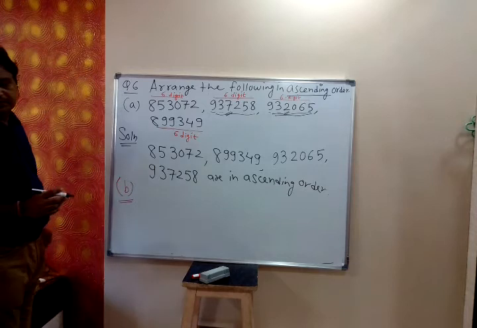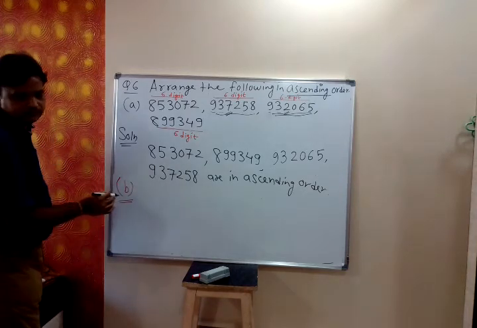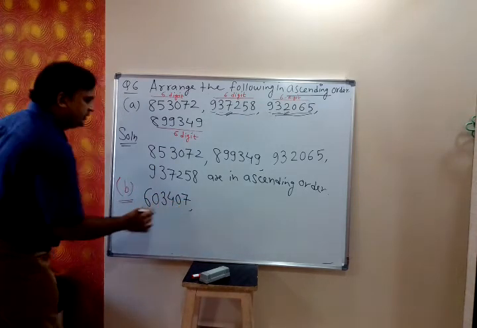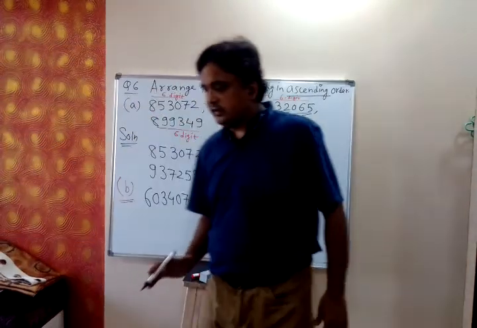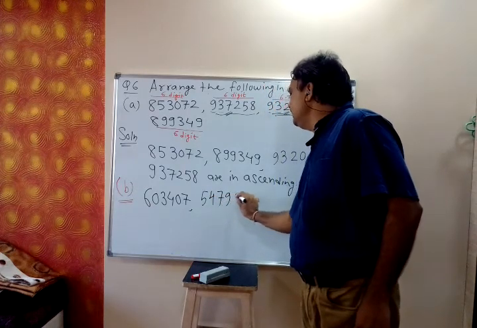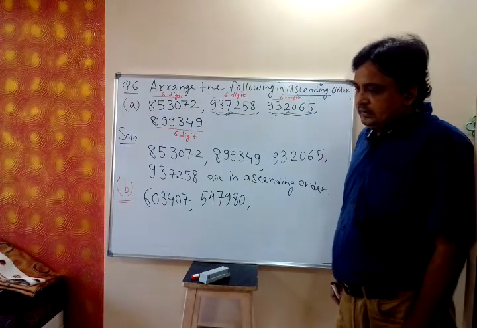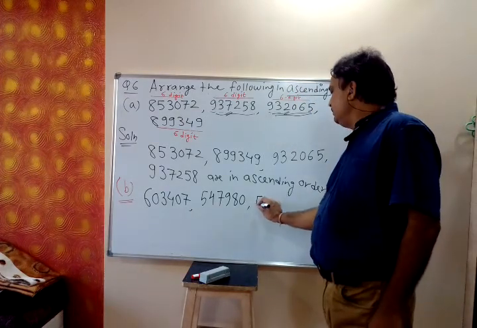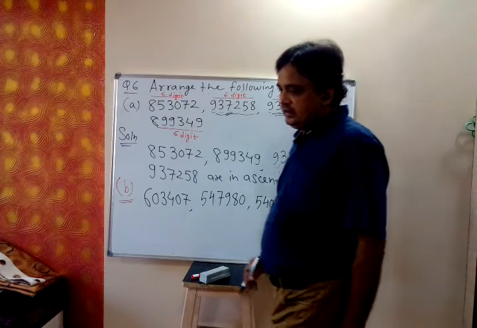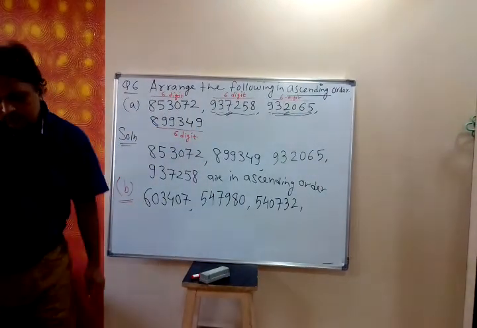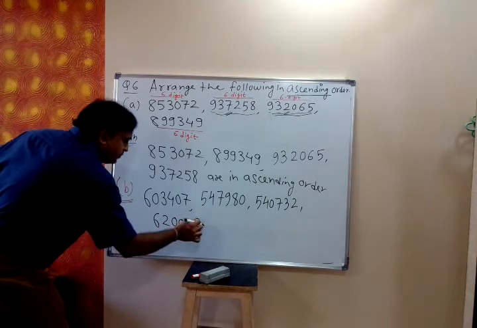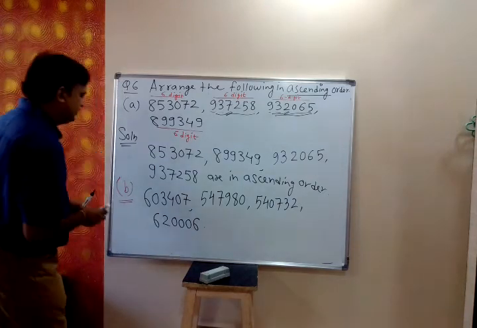Now second: 603407, 547980, then 540732, then 62006, 6230 and then 6. Arrange these numbers in ascending order.